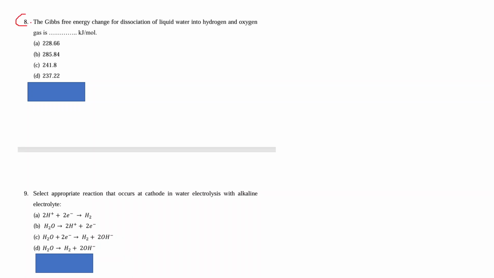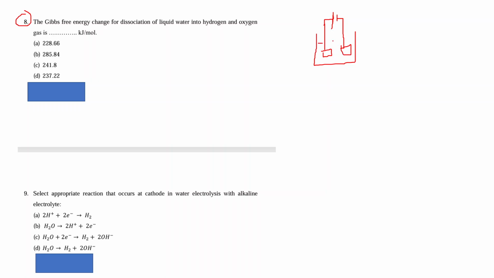Question number 8. The Gibbs free energy change for the dissociation of liquid water into hydrogen and oxygen is dash kilojoule per mole. You have to calculate actually. It was confusing in the lecture, but I am telling you what is happening actually. Suppose one electrolysis, it is very important, you just remember.